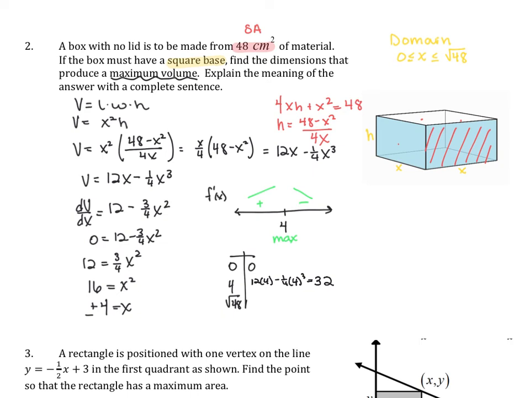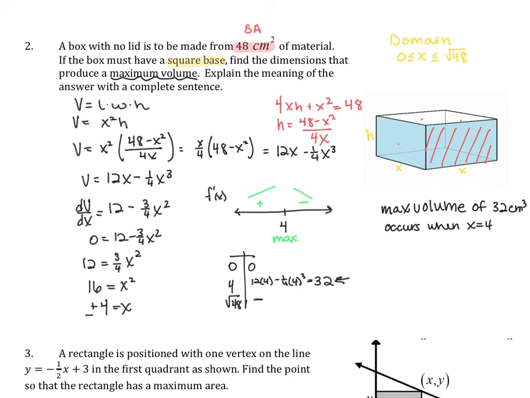Yikes. We get a negative number, and it's pretty large, so we're going to ignore that one. We know that the maximum has to be at 32. So if we were to give a complete sentence, we would say the max volume of 32, it's nice to include what it is, centimeters cubed, occurs when x is 4. And then you could even substitute in to find the height if you wanted.